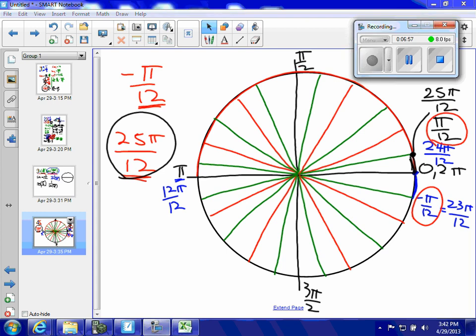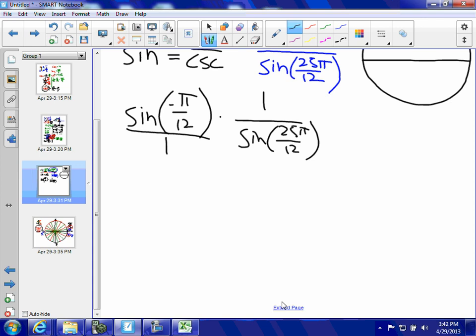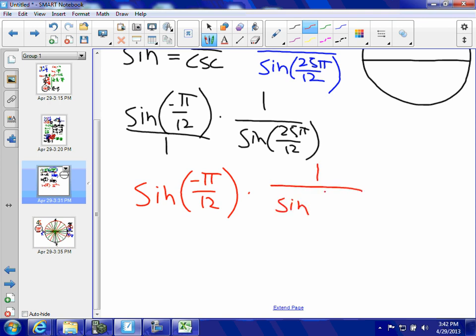Having drawn my picture and figured out which angles were coterminal, I'm going to go back to my equation and rewrite it a little bit. I'm going to call this sine of negative pi over 12 times 1 over sine of pi over 12, because I know that 25 pi over 12 is coterminal with pi over 12.